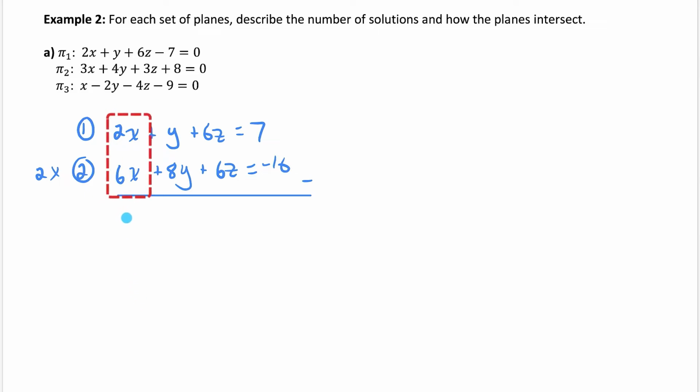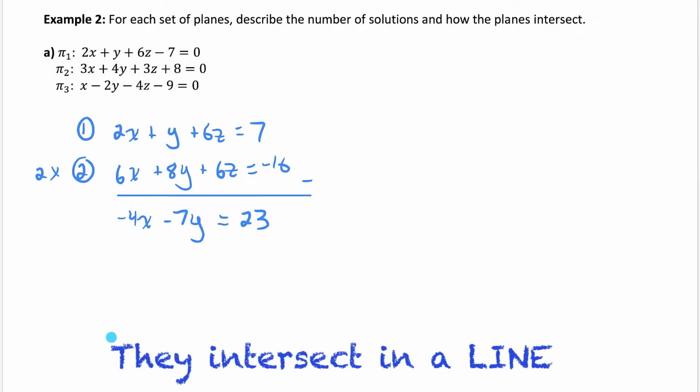When I subtract the x's, I get negative 4x. When I subtract the y's, I get negative 7y. The z's will eliminate. And when I subtract the constant terms, I get 23, right? 7 minus negative 16 is 23. When I eliminate a variable, I'm left with two variables. So that tells me that plane 1 and plane 2 are going to intersect in a line.